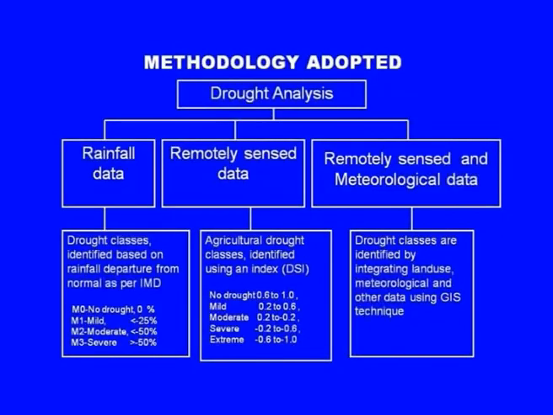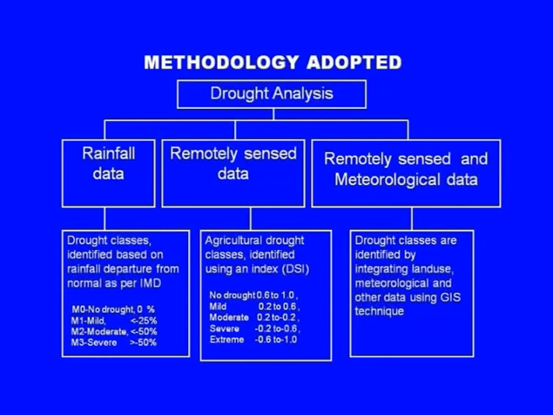So, in order to make an assessment of the same, a well structured methodology has to be adopted. Well, in this case study, 3 basic levels of analysis have been adopted. First, considering the rainfall data, then use of remote sensing data and meteorological data. With the help of rainfall data, drought classes can be identified on the basis of rainfall departure from the normal as defined by the Indian Meteorological Department.